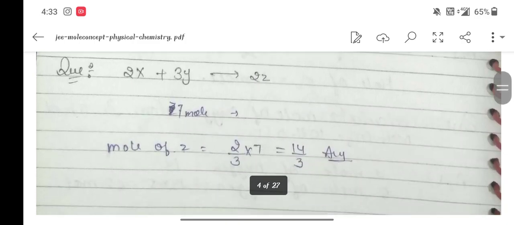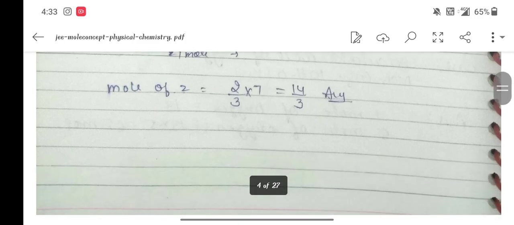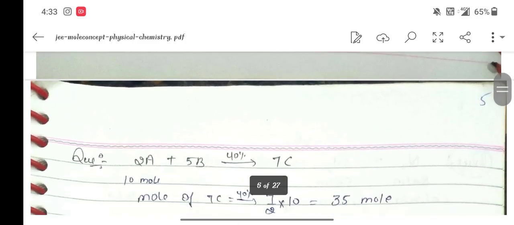Now 2X plus 3Y gives 2Z. They have asked 7 moles. So the mole of Z is 2 by 3 into 7. That is equal to 14 by 3, is the answer we'll get. So this is the answer.